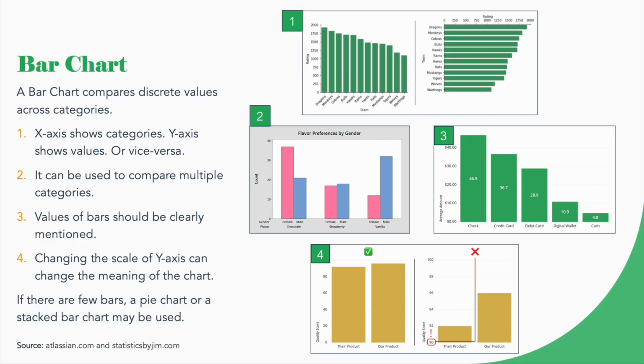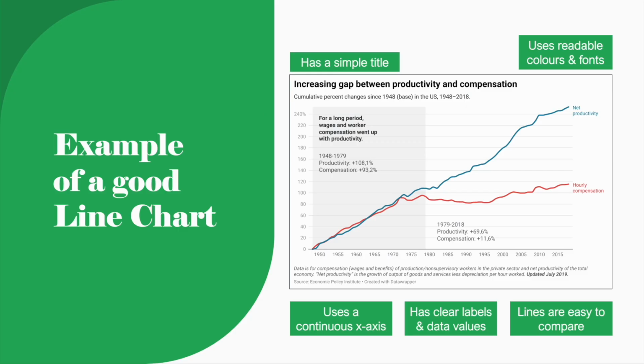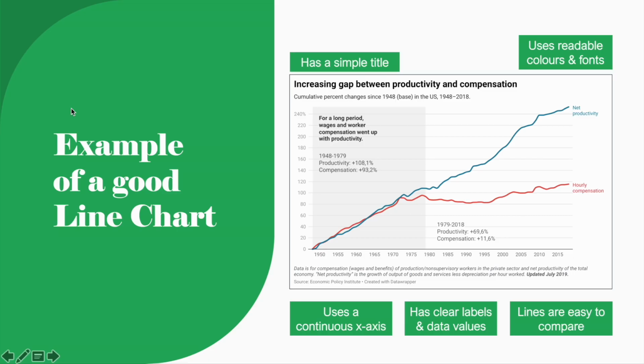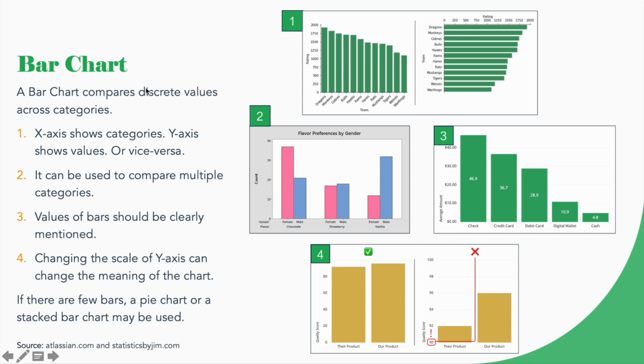Moving on to bar charts. Now, what is a bar chart? Similar to a line chart, a bar chart compares discrete values across categories. Now, the difference between a line chart and a bar chart is, if we go back to the line chart, it shows data against a continuous axis. But a bar chart shows discrete values. Discrete means not continuous. So it means separate, or different values across different categories.